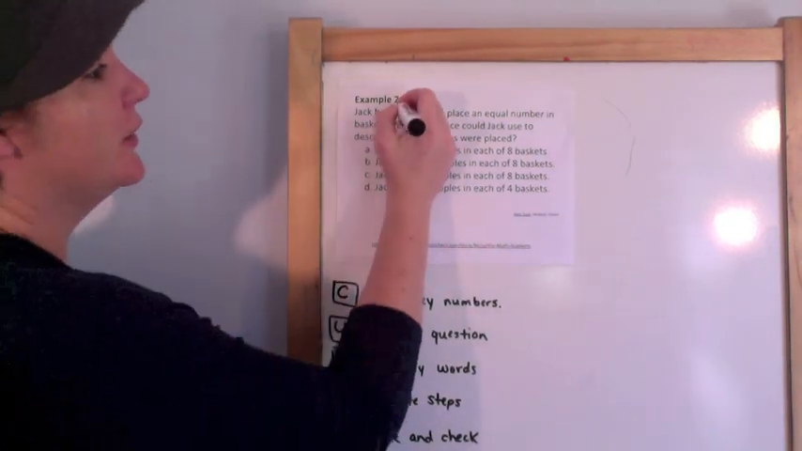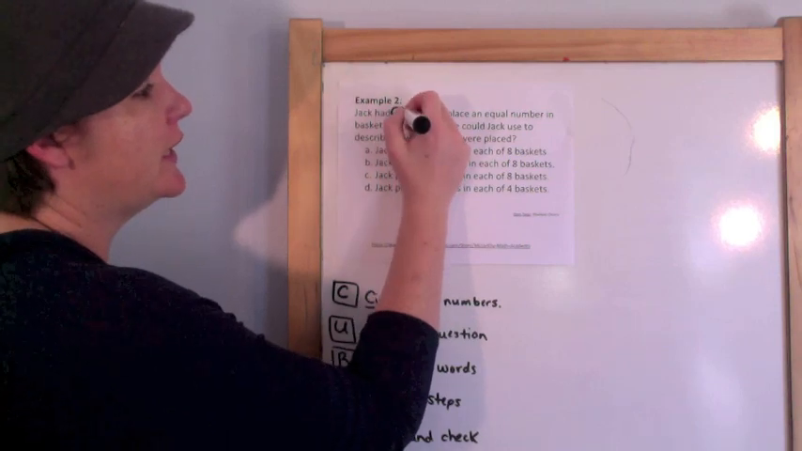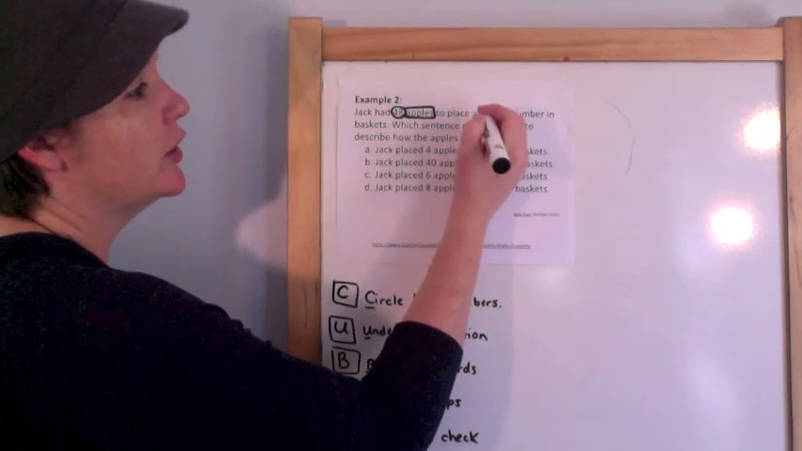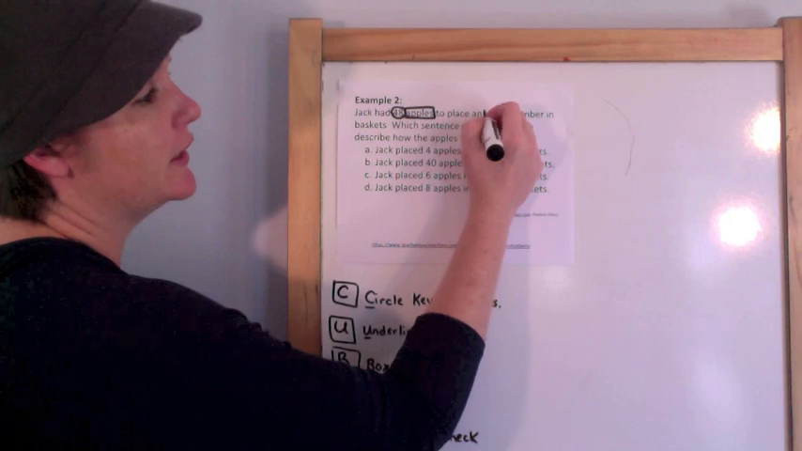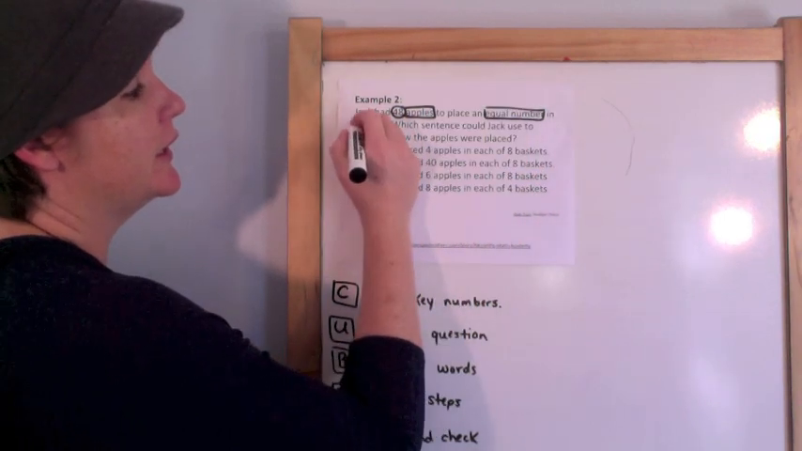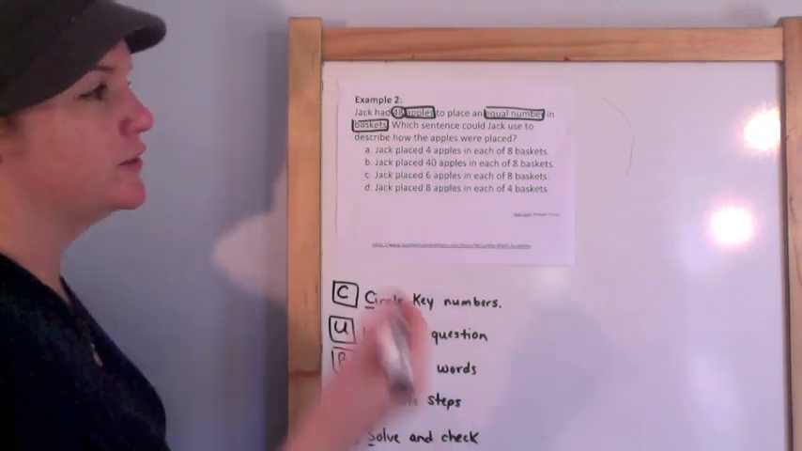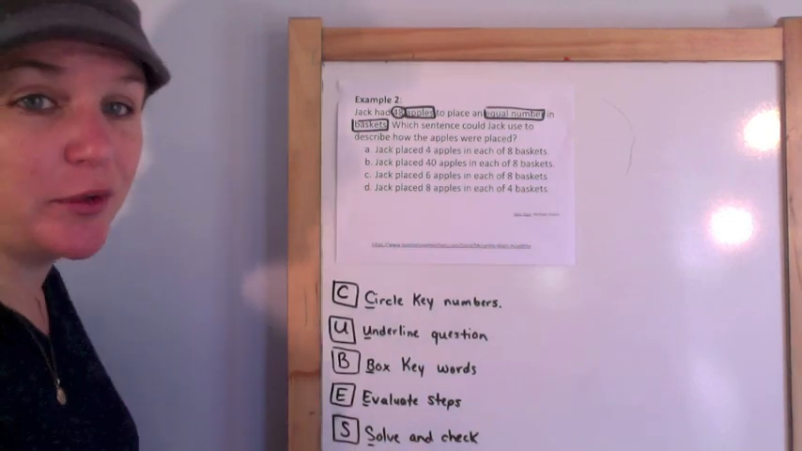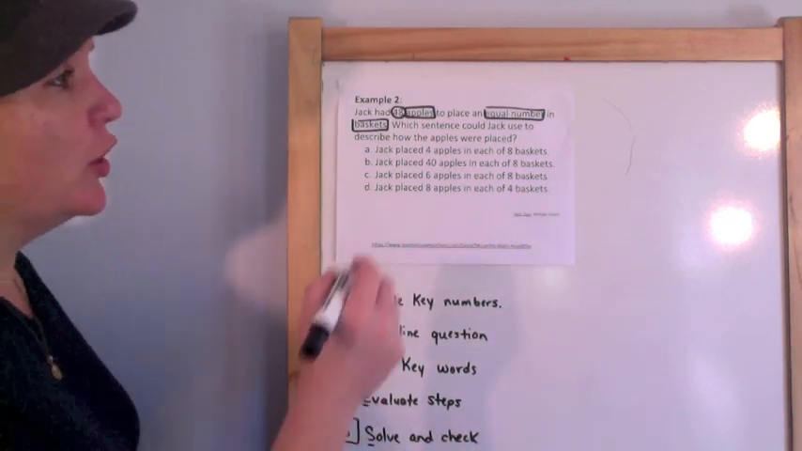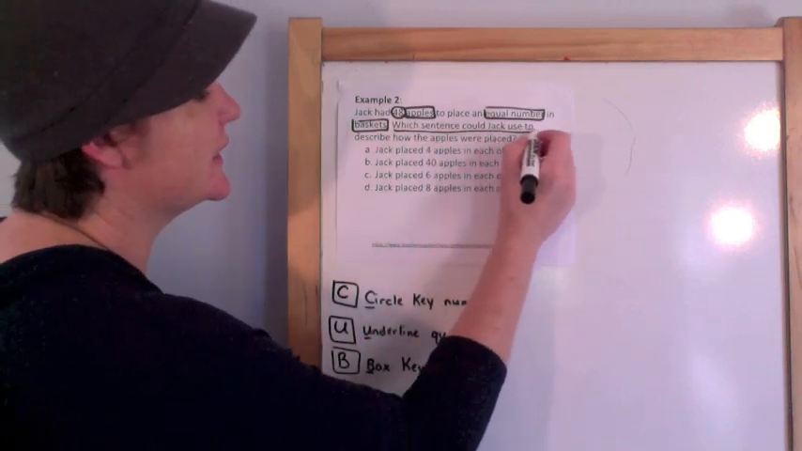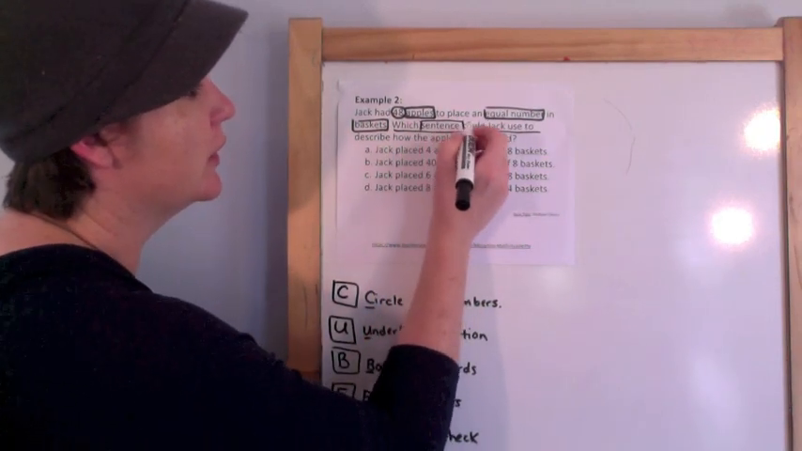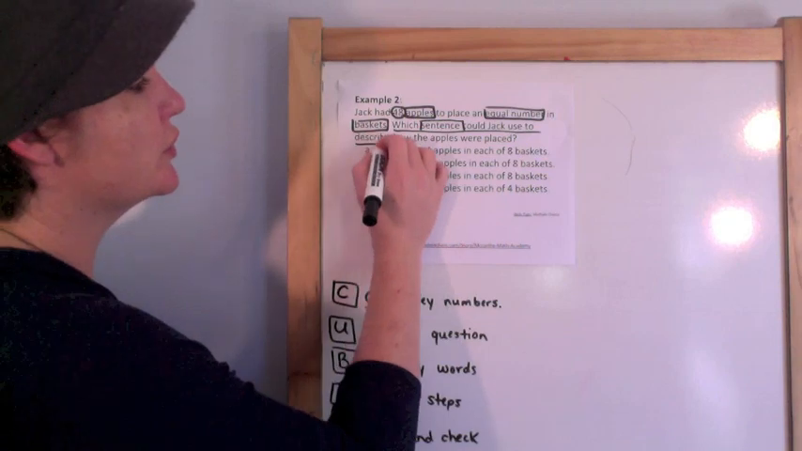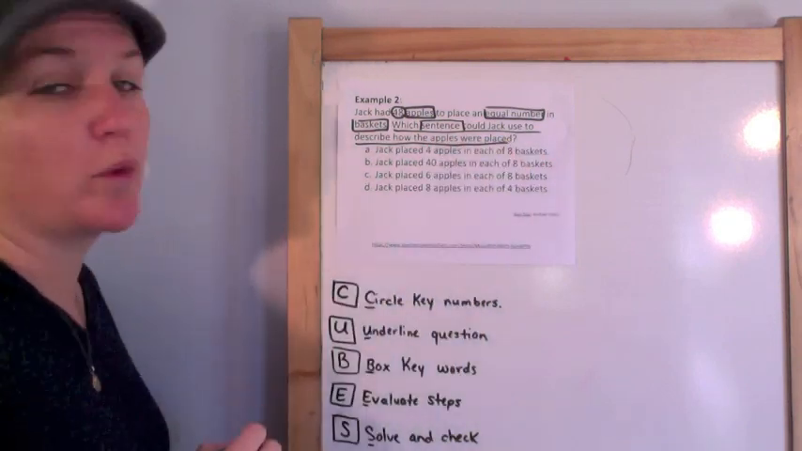Everybody, now we're ready for example 2. Jack had 48 apples to place an equal number in baskets. So I'm picturing 48 apples that we need to put in baskets and have an equal number in each. Which sentence, I'm gonna box that too, could Jack use to describe how the apples were placed?